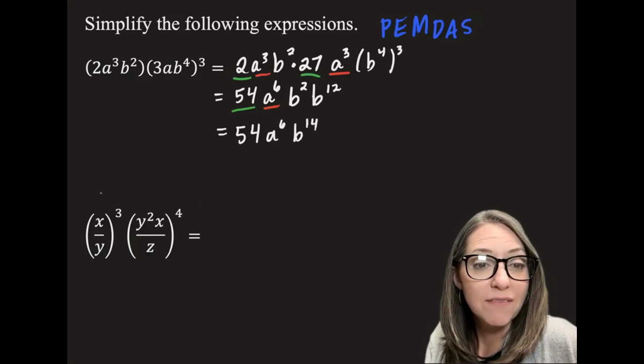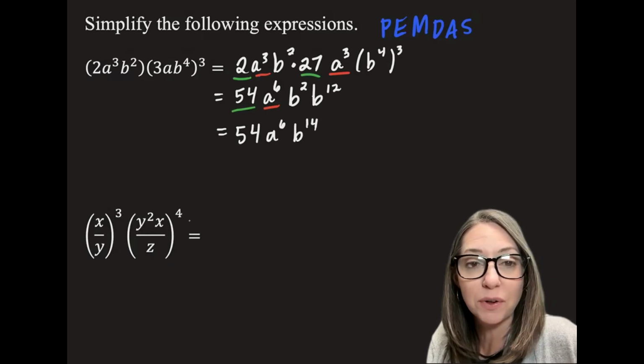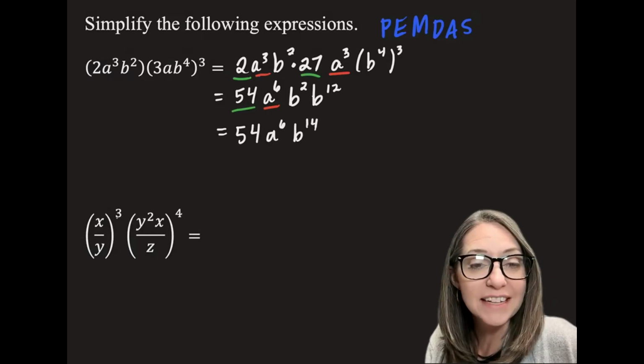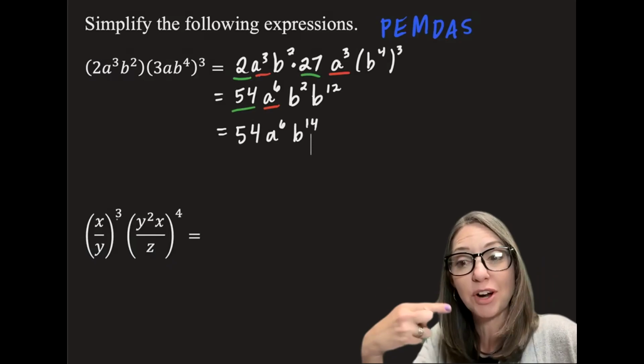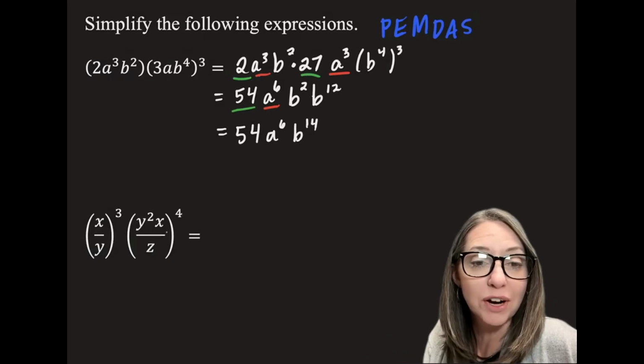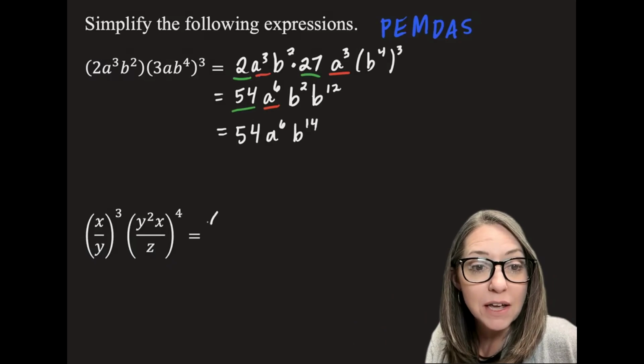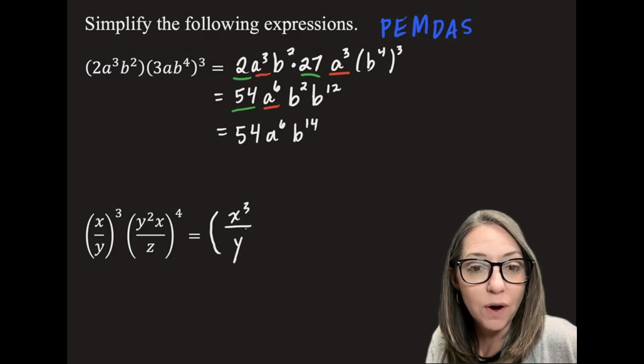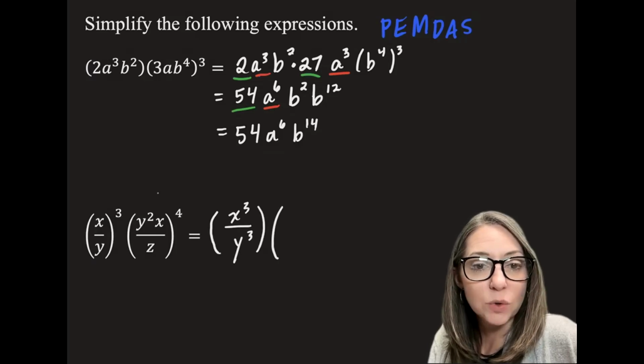So in this example, we have x over y all cubed times y squared x over z all to the fourth. So just like before, everything inside that first set of parentheses, both the numerator and denominator, both are cubed. And same thing here, both are to the power of 4, the numerator and denominator. So that's going to be my first step, is I'm going to cube both the x and the y, so x cubed over y cubed, times y squared all to the fourth.